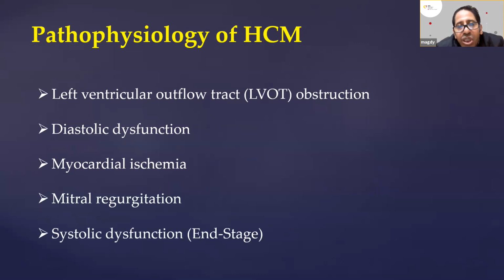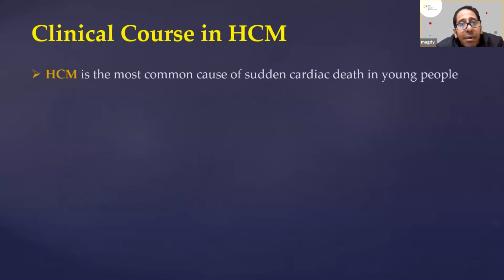The pathophysiology responsible for the clinical manifestations of hypertrophic cardiomyopathy is due to the presence of one or more of the following: left ventricular outflow tract obstruction at rest or with provocation, diastolic dysfunction, myocardial ischemia, mitral regurgitation, and at the end stage, left ventricular systolic dysfunction when the ejection fraction drops below 50%.